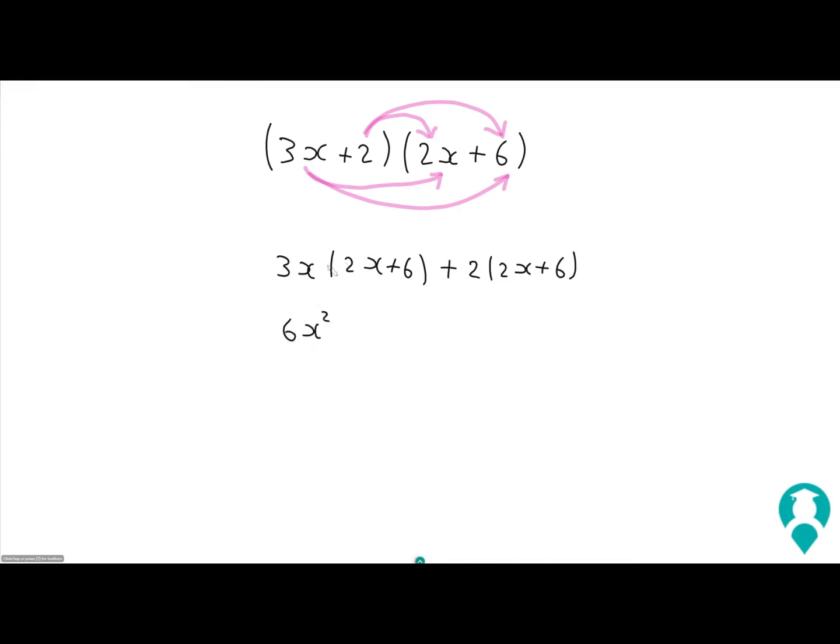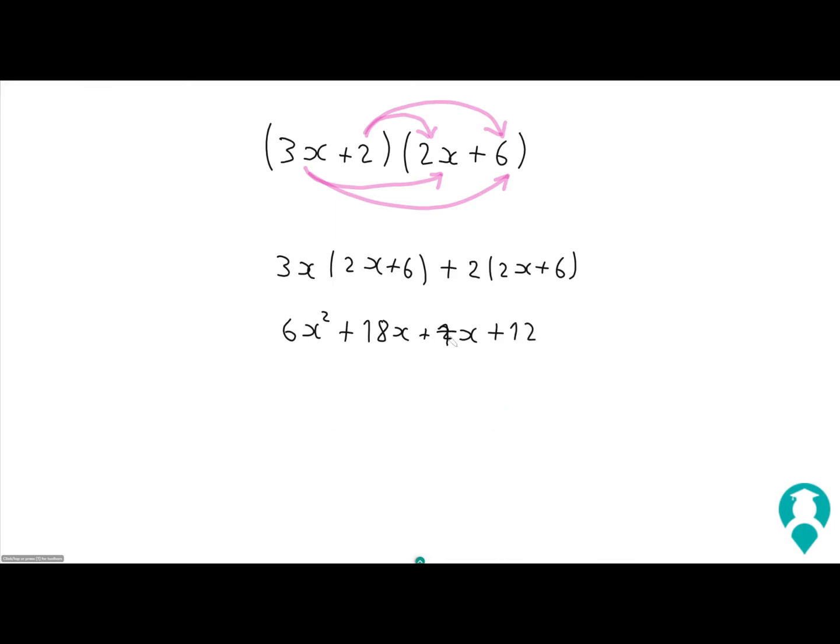If you're confused about the x squared term, visit our law of indices video and hopefully that'll clear that up. Then we need to do 3x times 6. That's just going to be 18x. Now onto our other term. We have 2 times 2x, which is 4x. And then we have 2 times 6, which is 12.